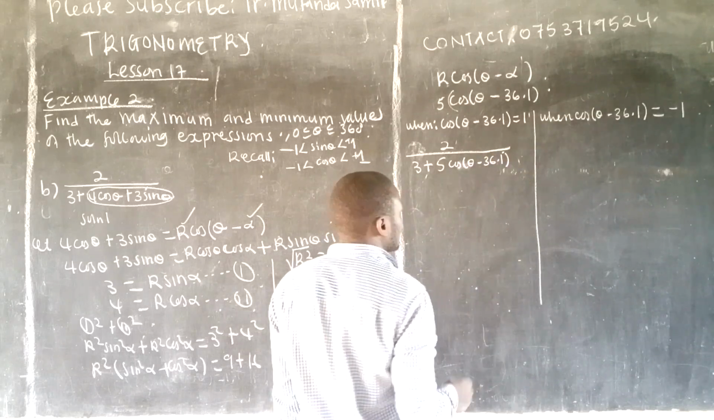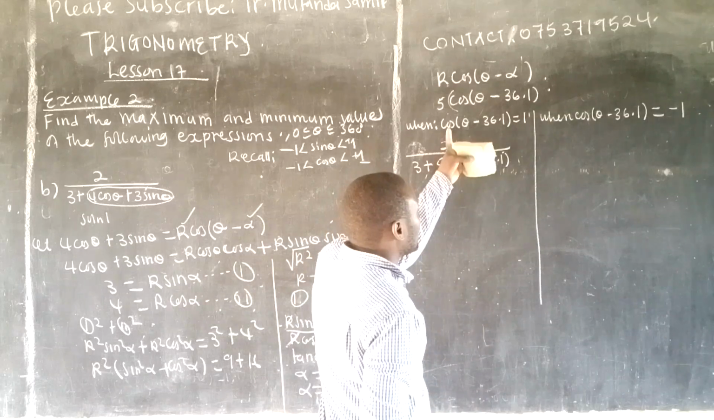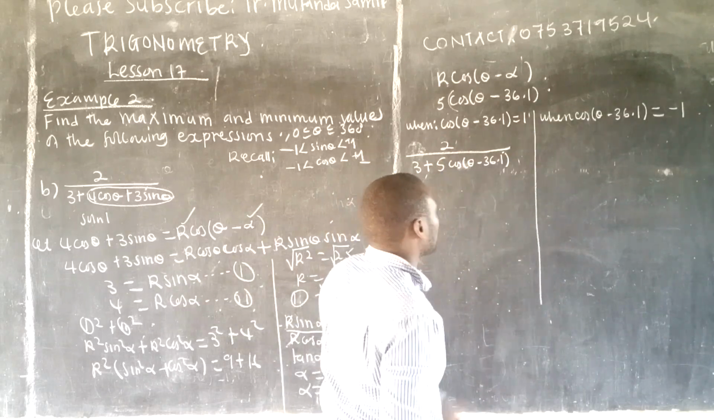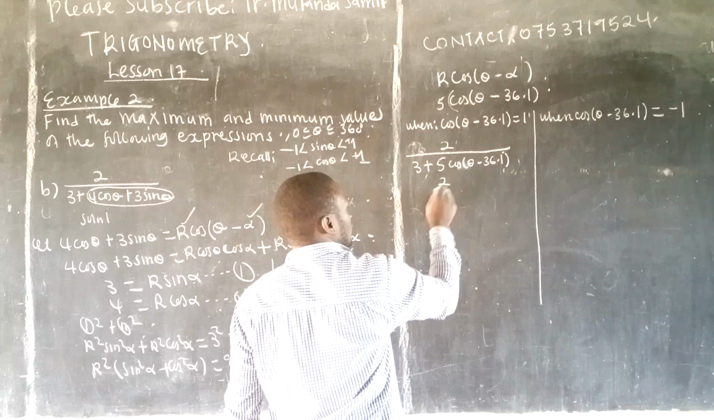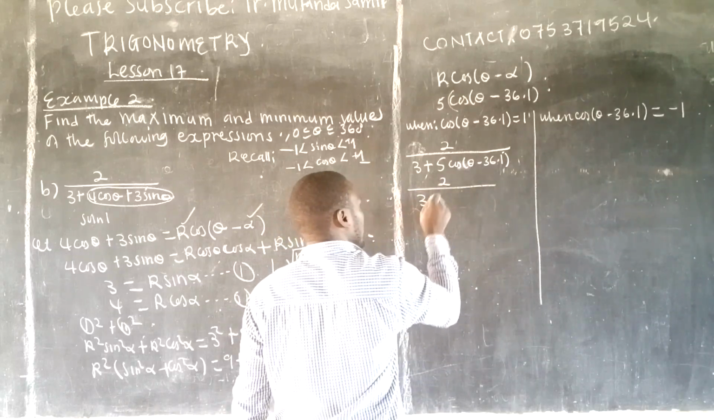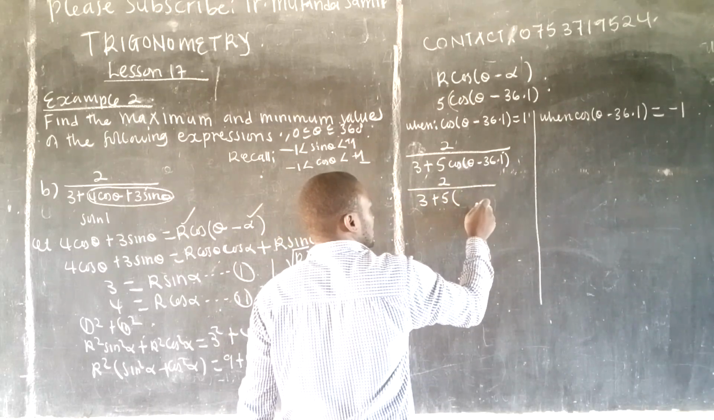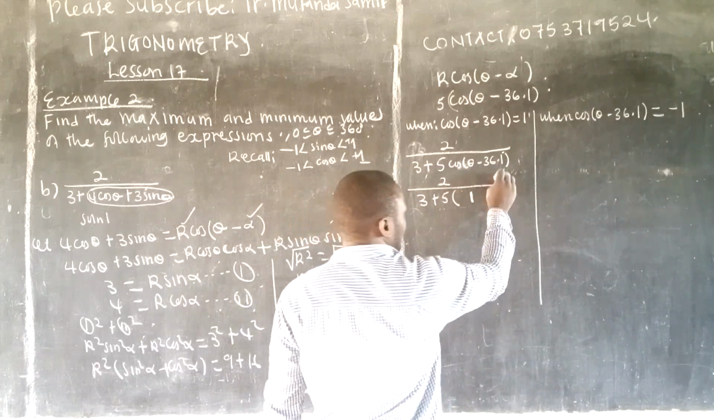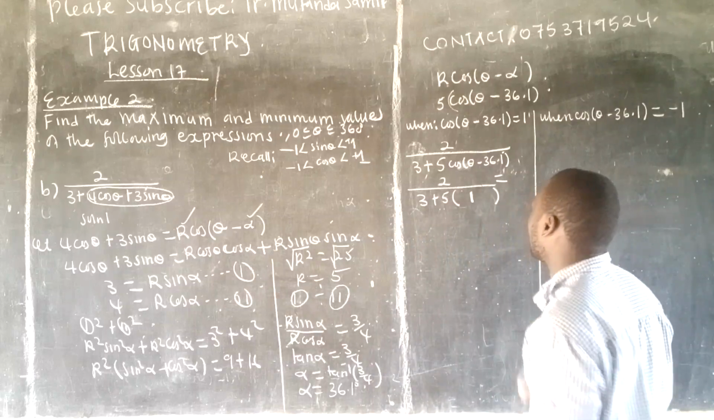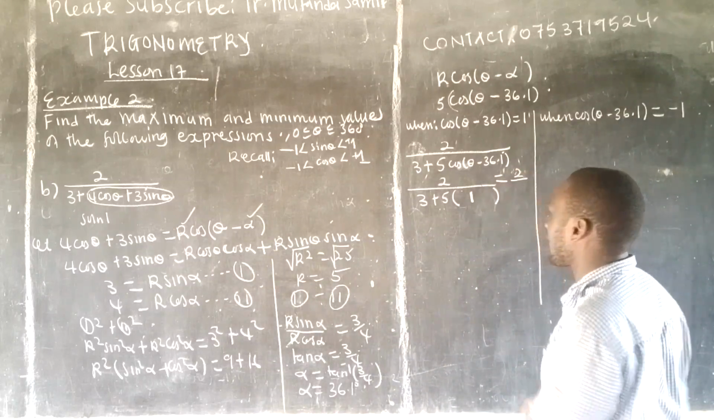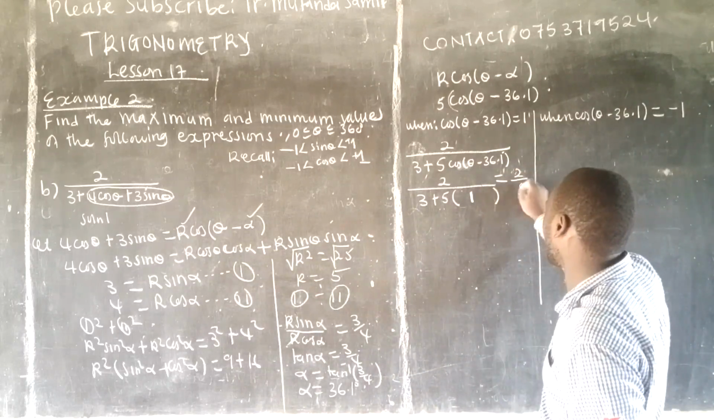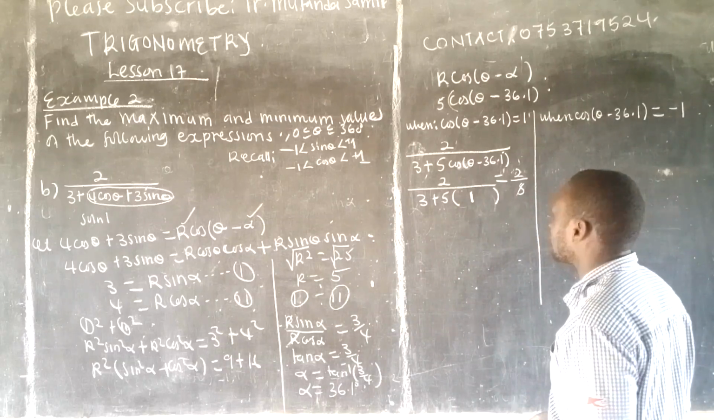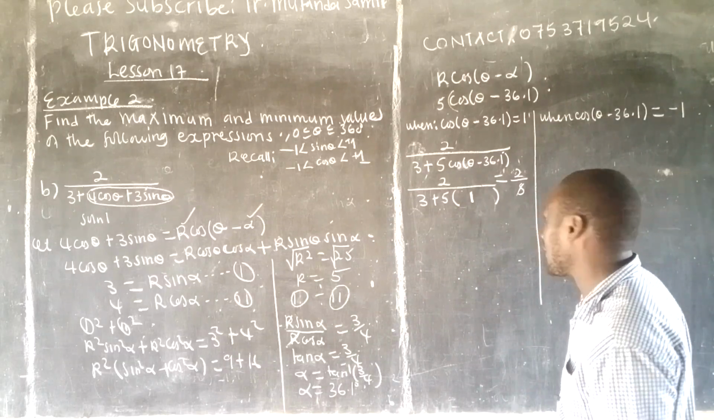Now that's in degrees. But they're saying that in the place of cos theta minus 36.1, put there 1. So now you can say 2 over 3 plus 5 brackets. The place taken over by this, you can put there 1. Now you can mathematically solve that and give us the answer. So we shall have 2 over 3 plus 5, which will just be 8. Okay, 2 over 8, which can be a quarter, no problem.